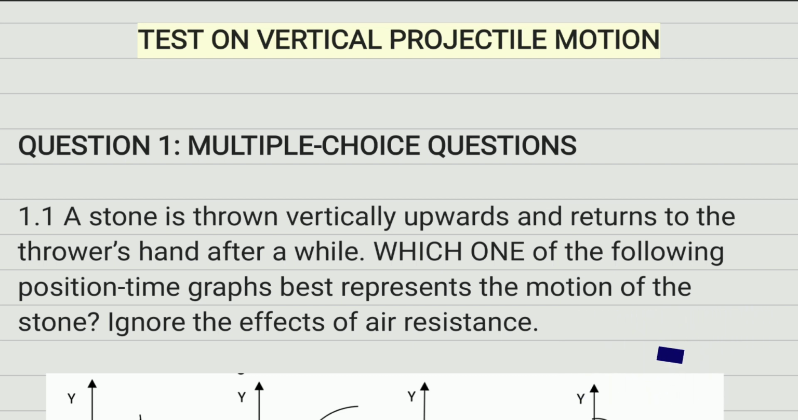This time we're going to be doing a test on vertical projectile motion, and it may be divided in two parts because I don't want to make videos so long, as I said before. This time we are going to be doing some questions that are a little bit challenging, some of them.